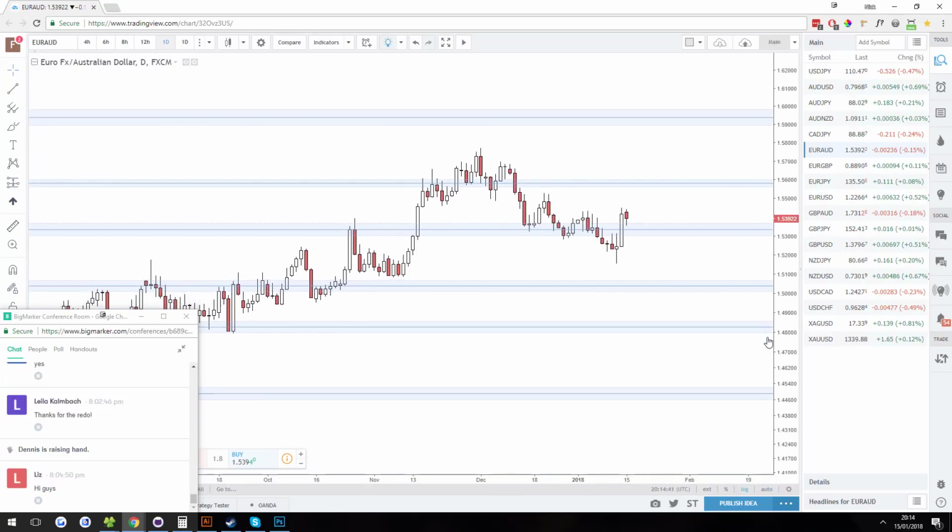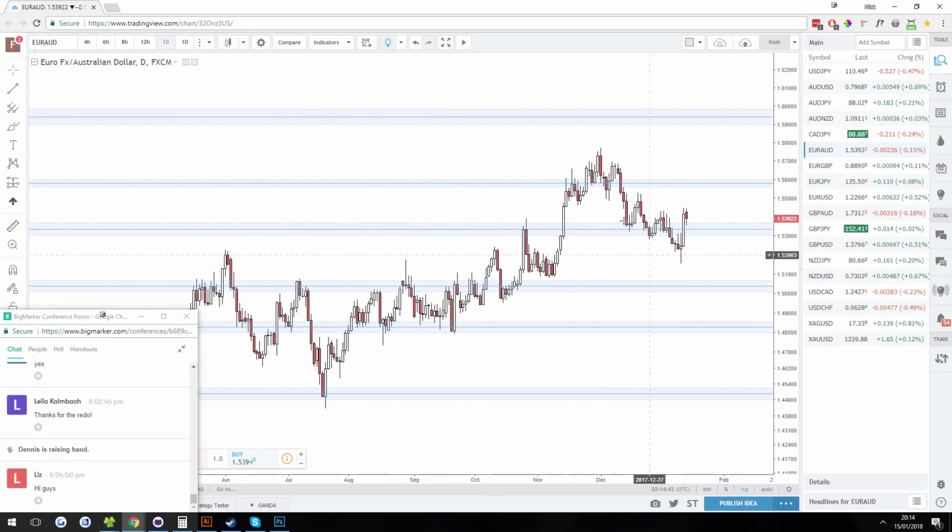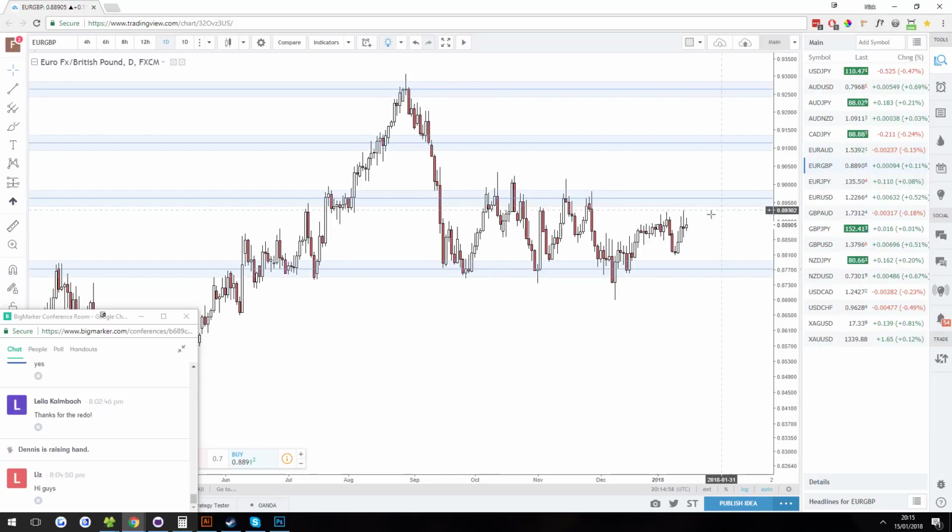Euro AUD. Yeah, Euro AUD is kind of messy right now. It's kind of stuck on this support area. Doesn't quite know what it wants to do. There's not much potential here right now. Nothing that I see happening this week. So let's take a look at Euro GBP.